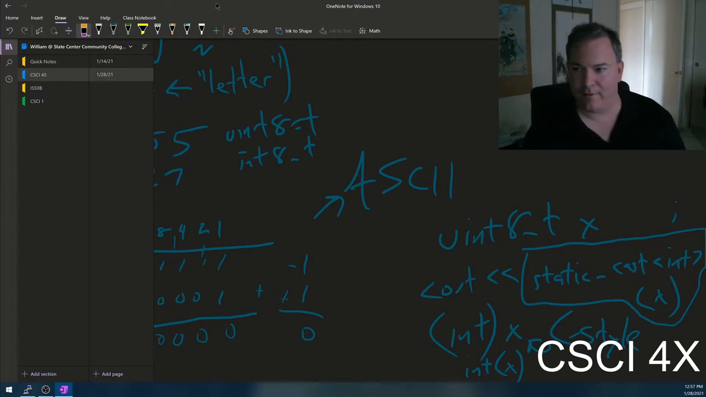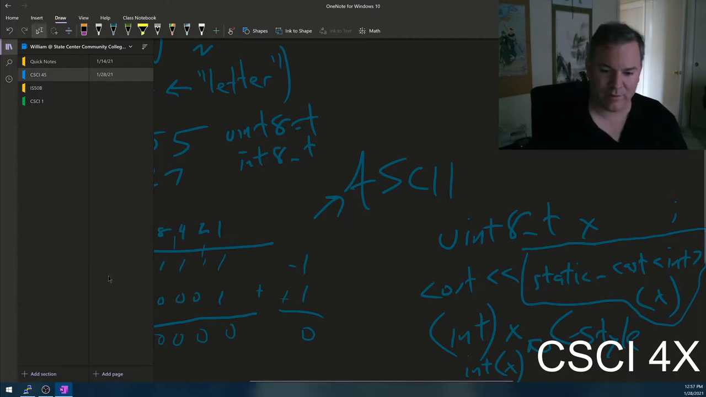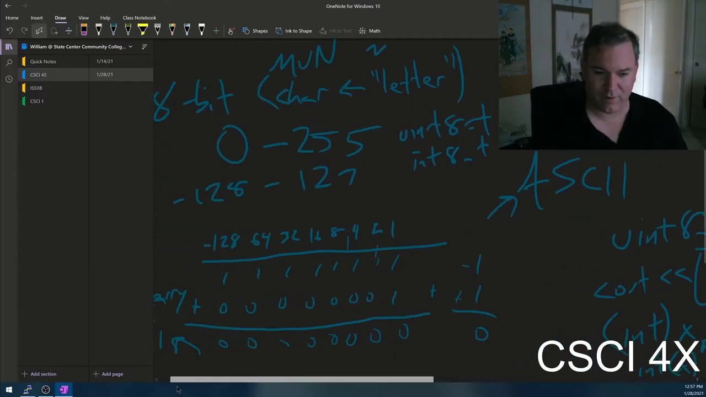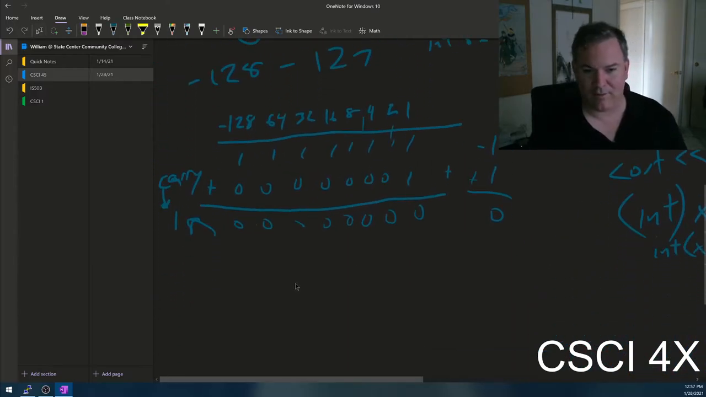All right. So that's two's complement. Any questions about it? Basically, if you were doing a 32-bit number, whatever the highest number is up there, like negative, what is it?